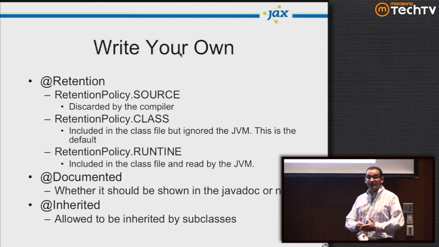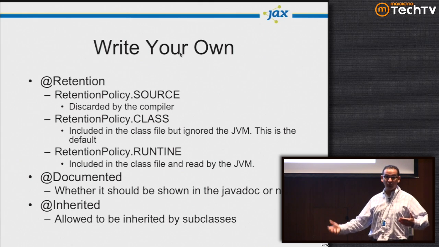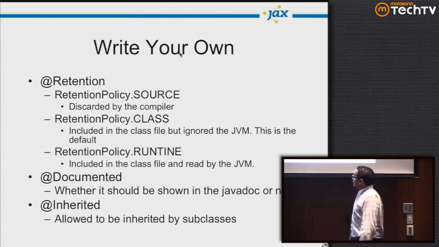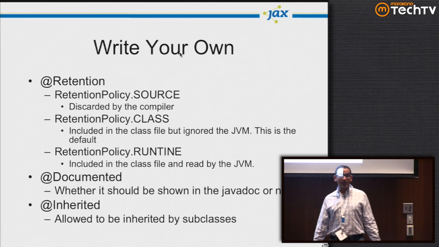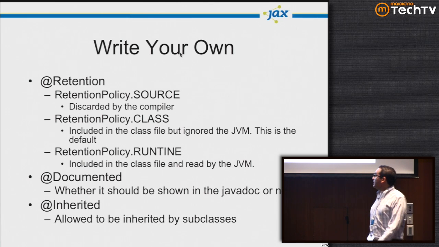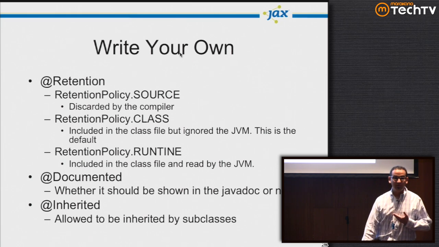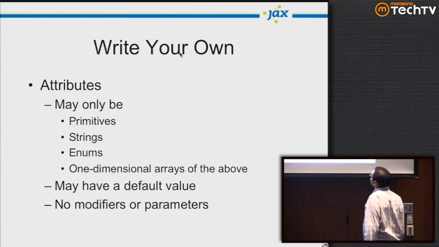Or at runtime, that information is pretty much kept while the code is live and running. Documented is whether you want your annotation to show up in Javadoc or not. And lastly, inherited is whether you want that particular annotation to be passed down the inheritance hierarchy.